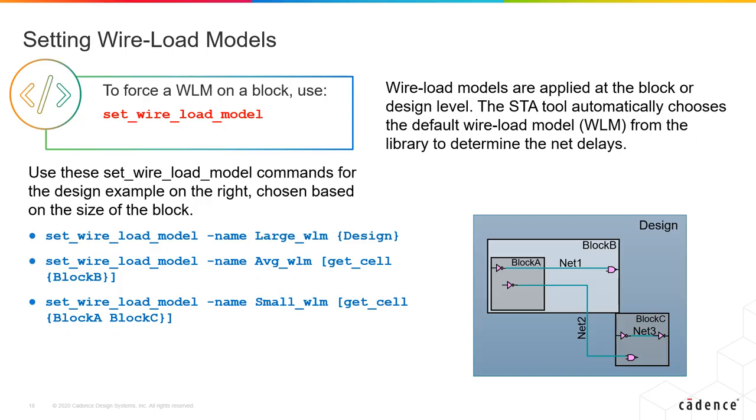If you want to specify the model for a block, you can specify the set_wire_load_model command. So, you usually have a wire load mode and wire load model, and both of these in combination determine what wire load model to use for a particular net. When nothing is specified, it goes based on what the defaults are from the library.